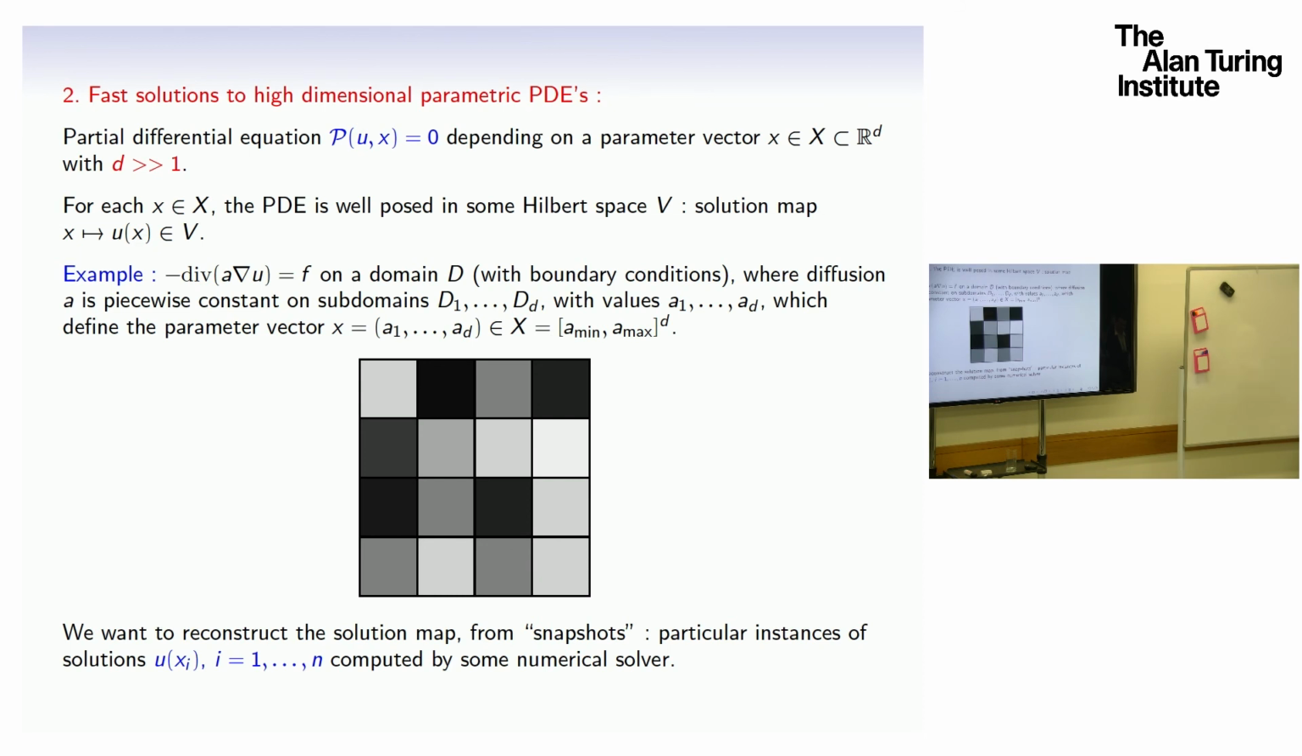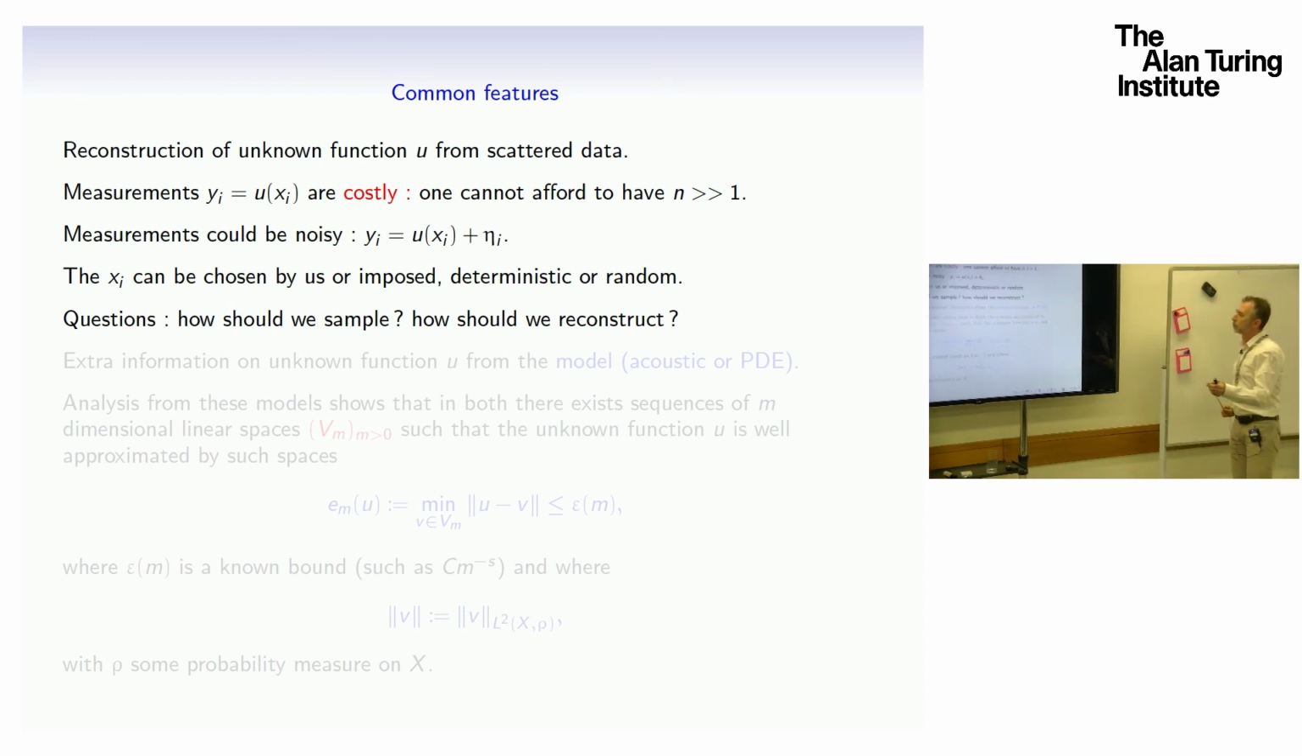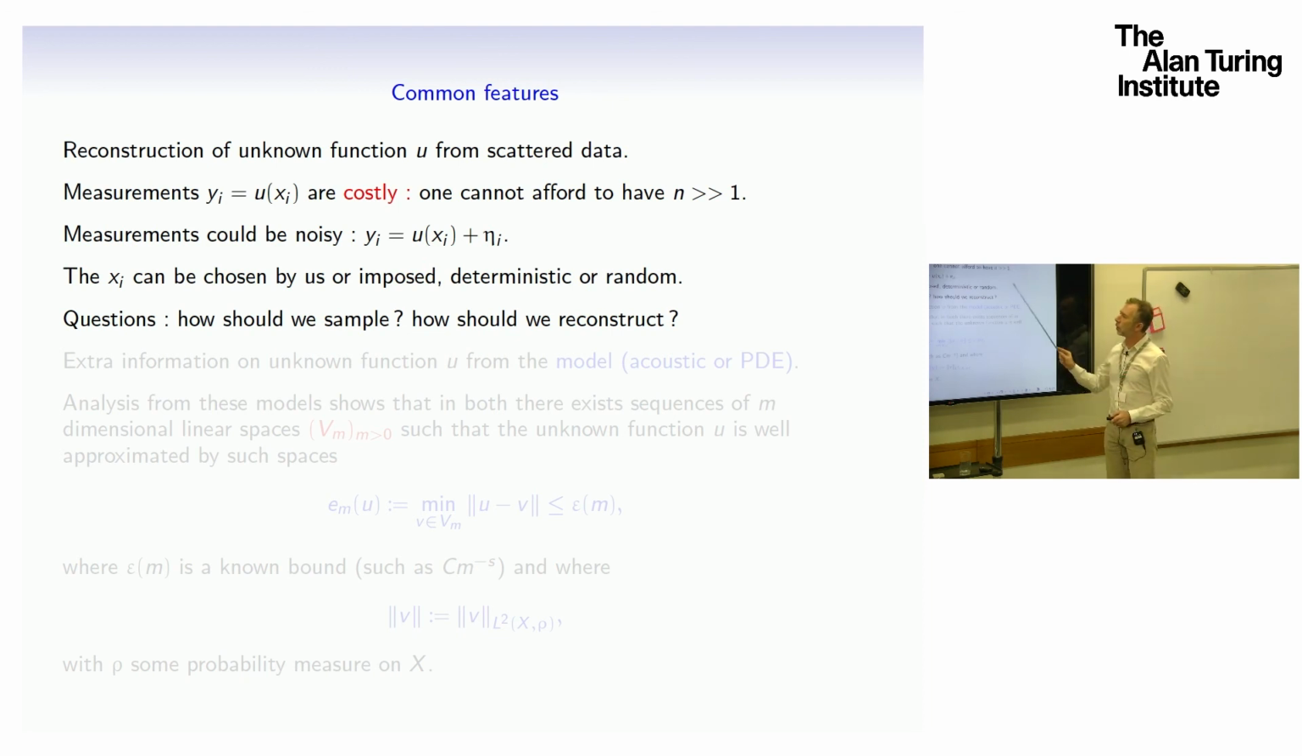Okay, so what's the common point to these problems? Essentially, you are aiming at reconstructing an unknown function from scattered data, and these measurements are costly because in the first case, every time you measure, it means you have to place a microphone. You cannot afford to put 10,000 microphones. And in the second case, every time you measure, that means you are solving a PDE and possibly using an expensive solver. Your measurement could be noisy, but problems will occur even for noiseless measurements.